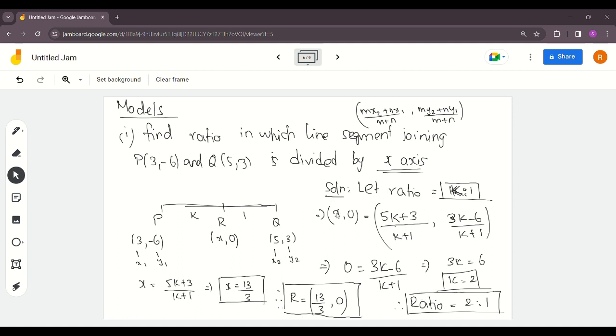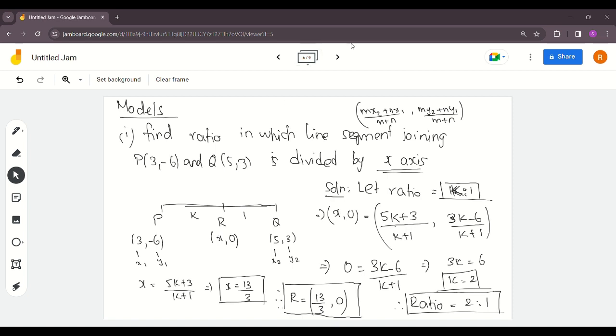For that I am equating this. X is equal to 5k plus 3 divided by k plus 1. So here I am substituting k as 2. So I will be getting 13 by 3. So the coordinates of this point of division are nothing but 13 by 3 comma 0. So that is the point R. Point R's value is 13 by 3 comma 0.